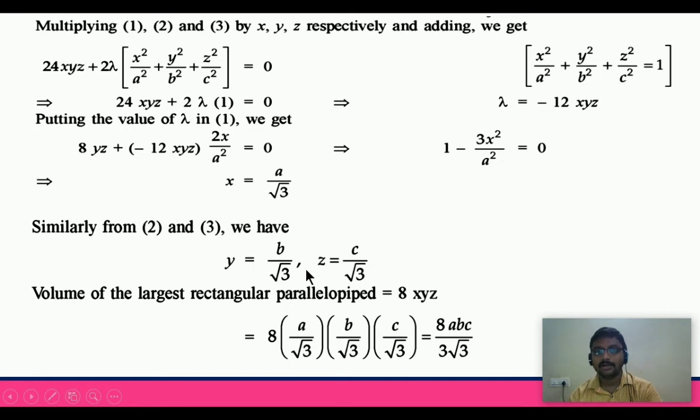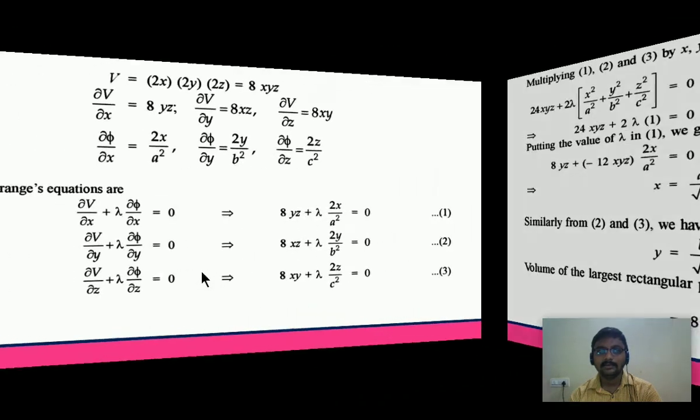But we have to find out the largest volume. Hence the required largest volume is 2x into 2y into 2z, that is 8xyz. So that is 8 into xyz. Values are replaced here. Thus, multiplying these, we will have 8abc by 3 root 3, because root 3 into root 3 into root 3 is 3 root 3. So it is the required max value of the largest parallelepiped which can be inscribed in the ellipsoid. Important problem once again.